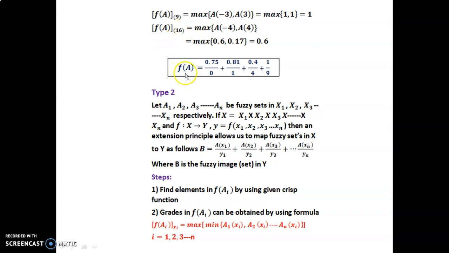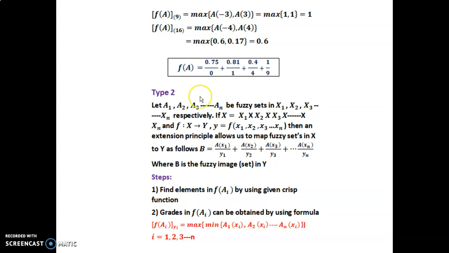Thus, we get the resultant image of the fuzzy set f of A, where these are the denominators, which are the elements, and these are the grades. So the resultant image of the given fuzzy set is again a fuzzy set. Thus, the extension principle is the generalizing of crisp sets to fuzzy sets.